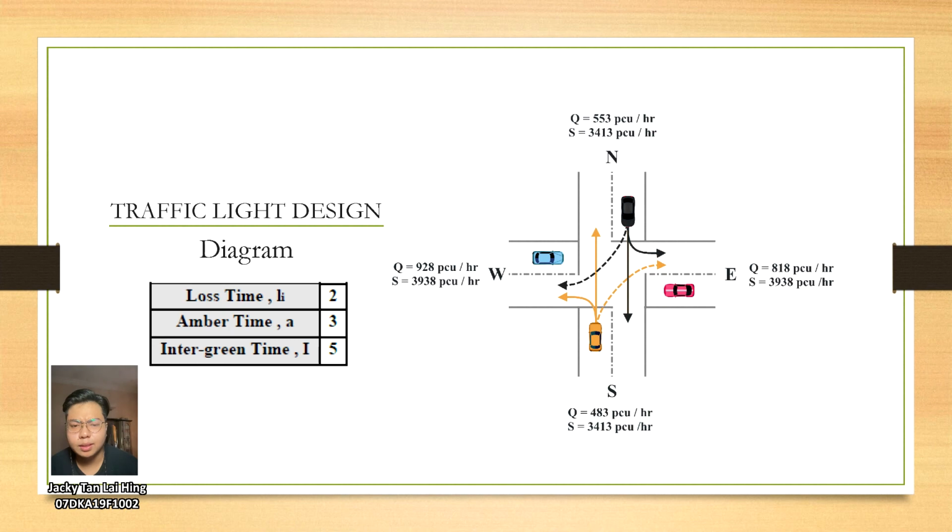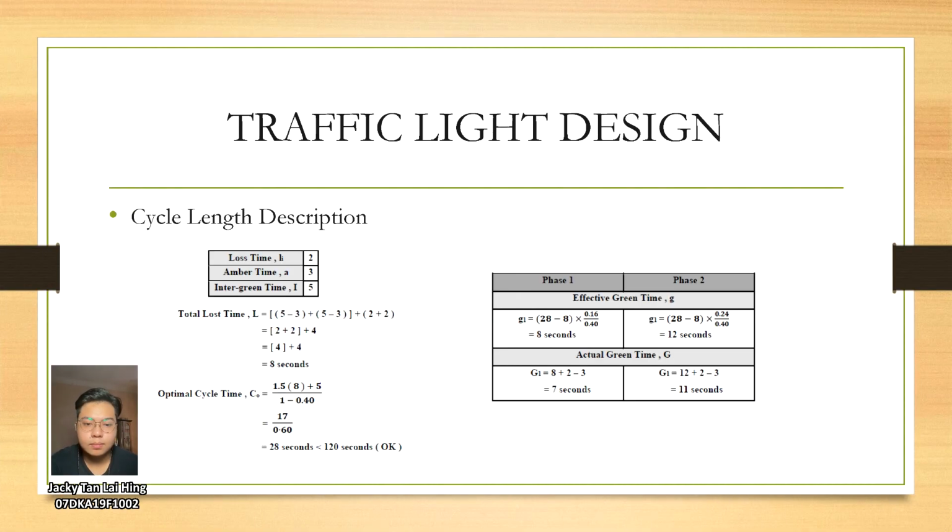Now we'll be moving to traffic light design. First one is the diagram. As you can see in the video, this is the diagram for the junction with the traffic flow and saturated flow for each section. Also, let's assume the lost time is 2, amber time is 3, and intergreen time is 5 for this junction. Now we'll be moving to the cycle length description. We are required to calculate the optimal cycle time by using the formula. We got the value of 28 seconds, which is lower than 120 seconds. So the value meets the requirement, so the value is okay.